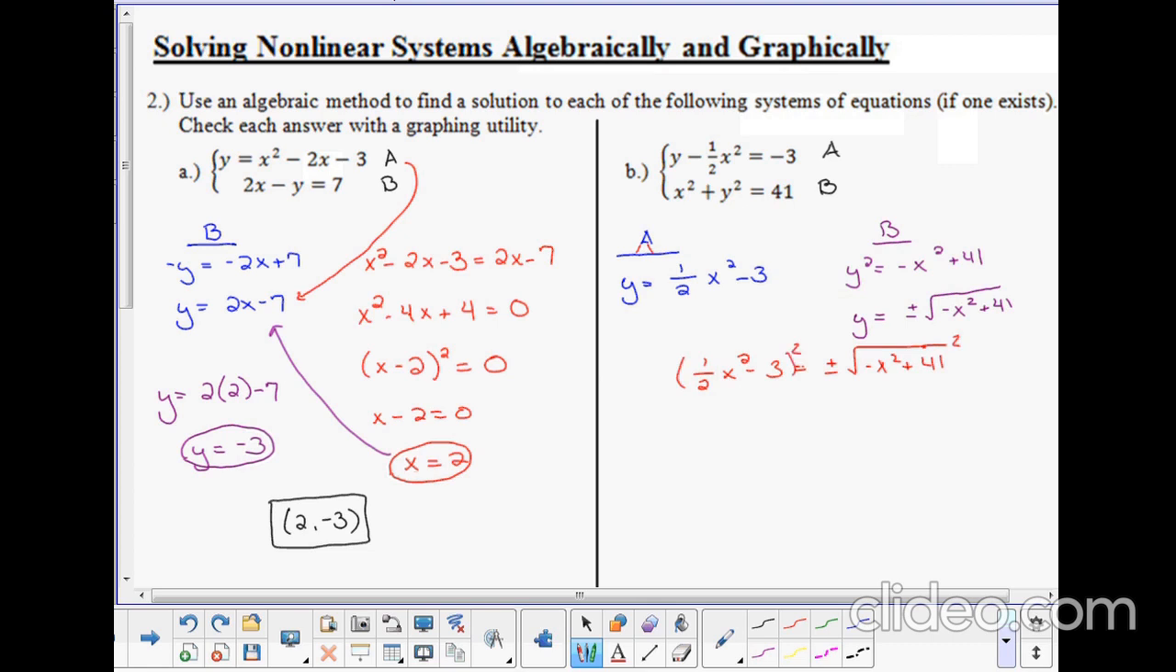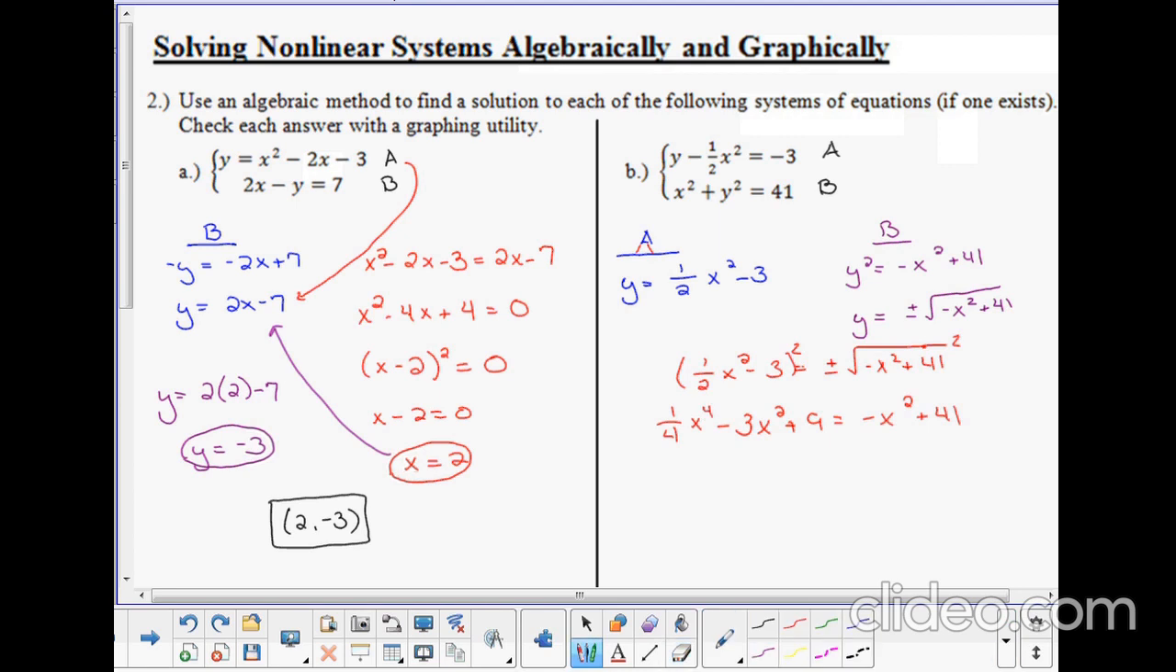So I'd make sure to square both sides, and so in doing so, I'm going to get 1/4 x to the fourth. So square the first term. Then the two terms multiplied together and doubled would be negative 3x squared. And square the second term, which would be positive 9. The other side, when I square root, the square root will be eliminated, so minus x squared plus 41. This is a quartic. Sorry, I wrote down x squared again. This should be x to the fourth.